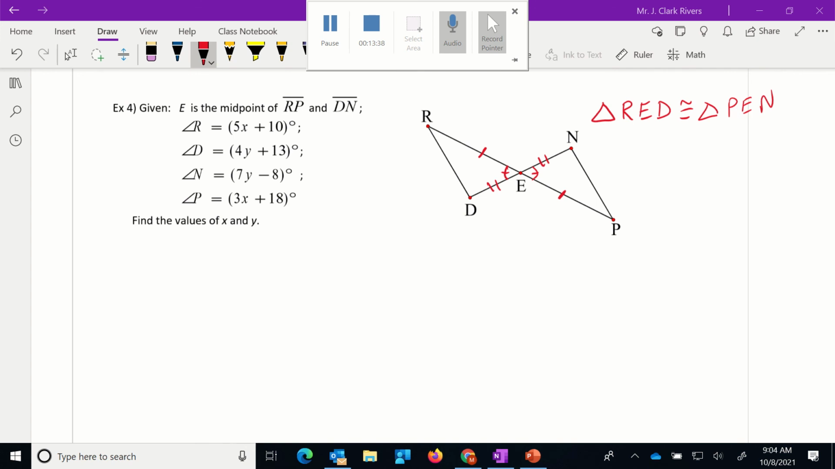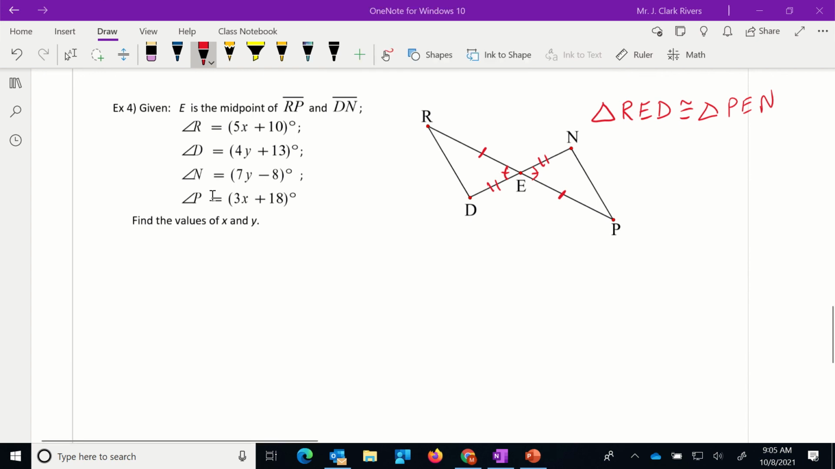If you didn't mark up the figure, you probably need to, and I would also encourage you to write a congruency statement. Here's why. We've got a bunch of angles, and we have to determine what is congruent to what. So if you mark up the figure, you see that RE is congruent to EP, you see that NE is congruent to DE, and of course we have vertical angles occurring here at angle RED and angle PEN. So these two triangles are congruent by side, angle, side. So go ahead and write your triangle congruency statement out in the future if you didn't do it here.